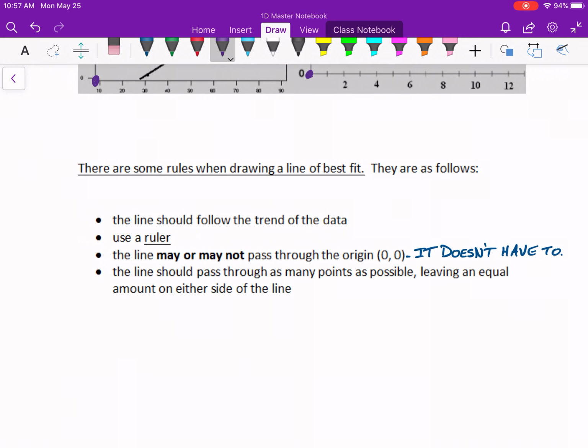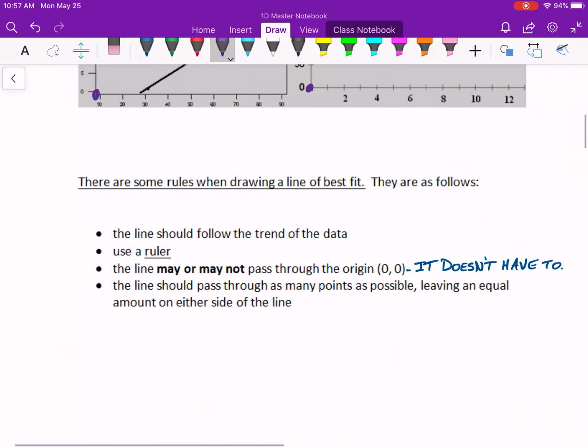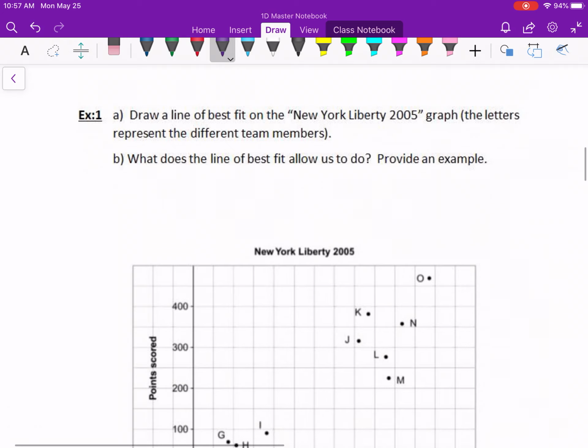A line should pass through as many points as possible, though, leaving an equal amount on either side of the line. Again, that's what I aimed to do. I don't really worry about going through as many points as possible because that's kind of tough. But I definitely try to put it down the middle as much as possible, following the trend. So here's an example. Draw a line of best fit on the New York Liberty 2005 graph.